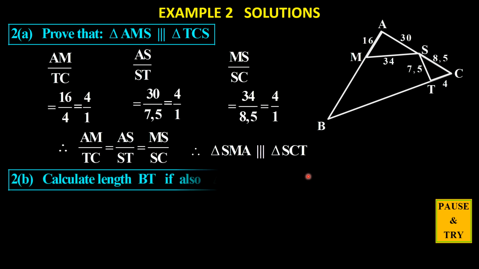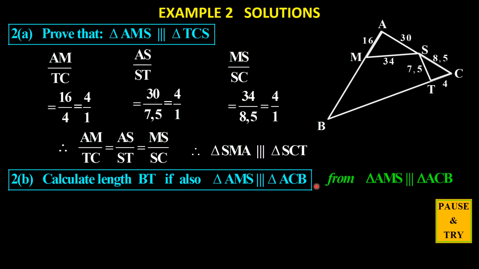Let's look at the second question. We want to calculate the length of BT. Let's look at our diagram. BT is part of BC. Right? And they tell us that triangle AMS, this triangle up here, is similar to the larger one. So this is given. We don't need to prove that. If two triangles are similar, then the corresponding sides are in proportion. So what will the corresponding sides be? AM over AC, MS over CB, AS over AB. That's exactly what we have here.